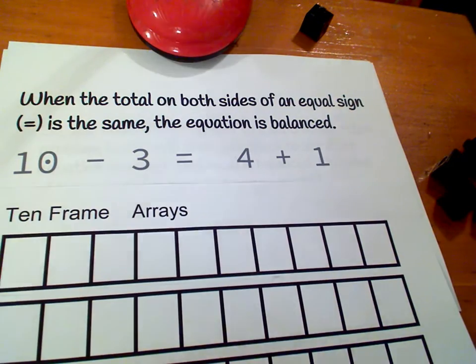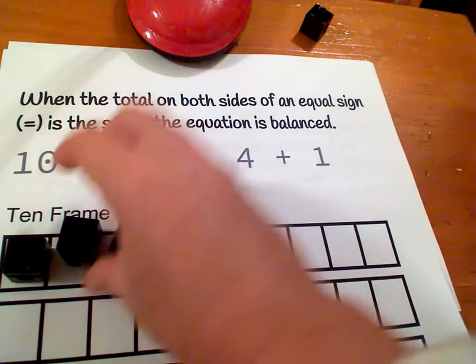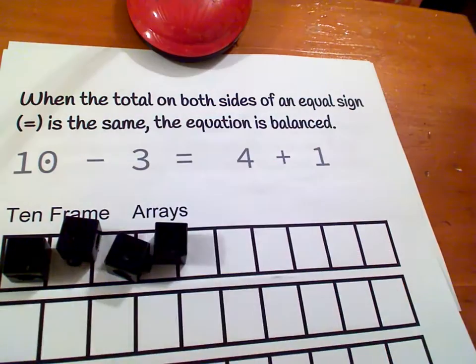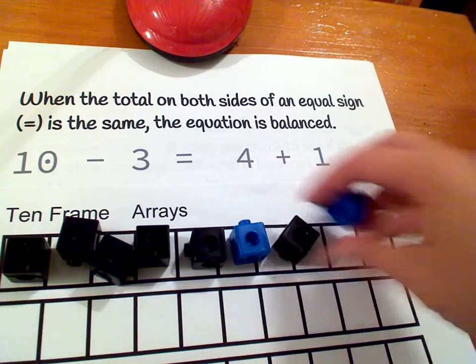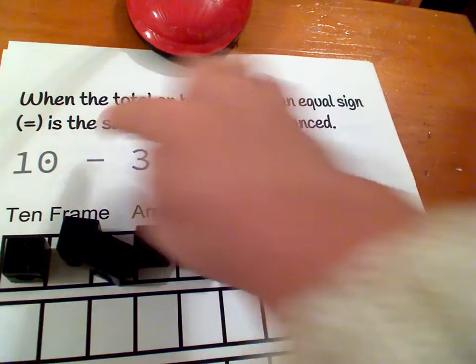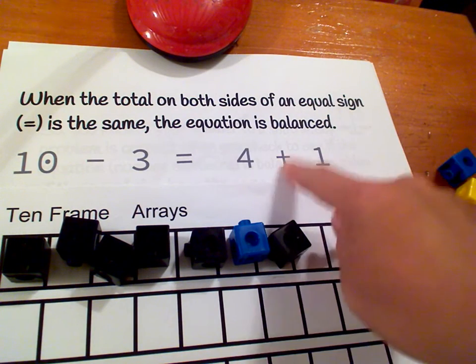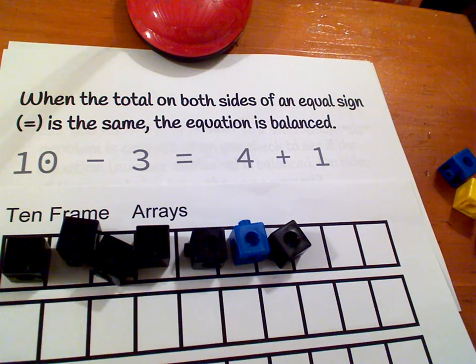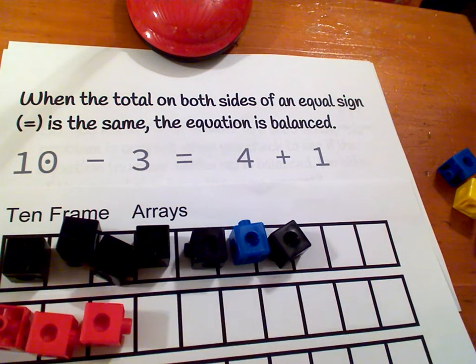All right, start the video up. What did you find? Well, hopefully you did 10. 1, 2, 3, 4, 5, 6, 7, 8, 9, 10. Subtract 3. 1, 2, 3. And you compared it to what? 4 add 1. 1, 2, 3, 4 plus 1.